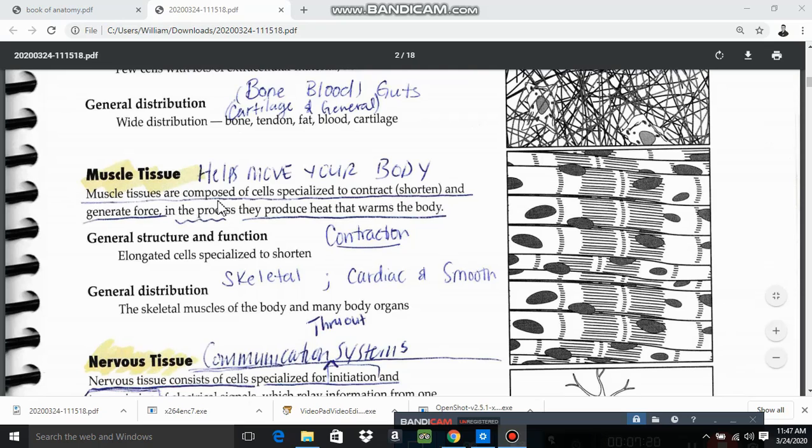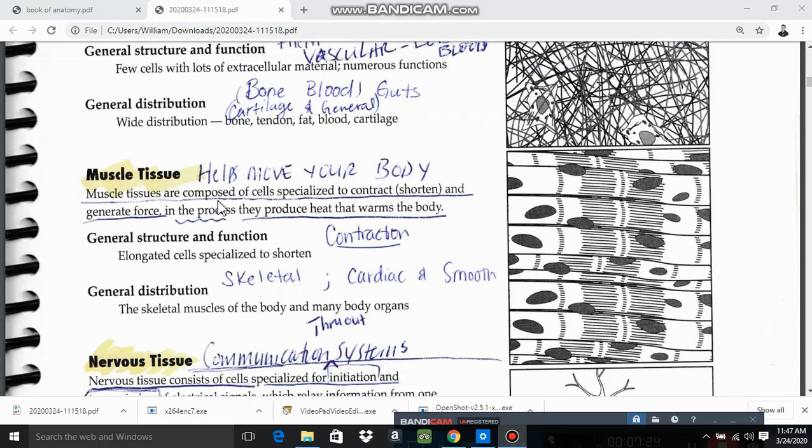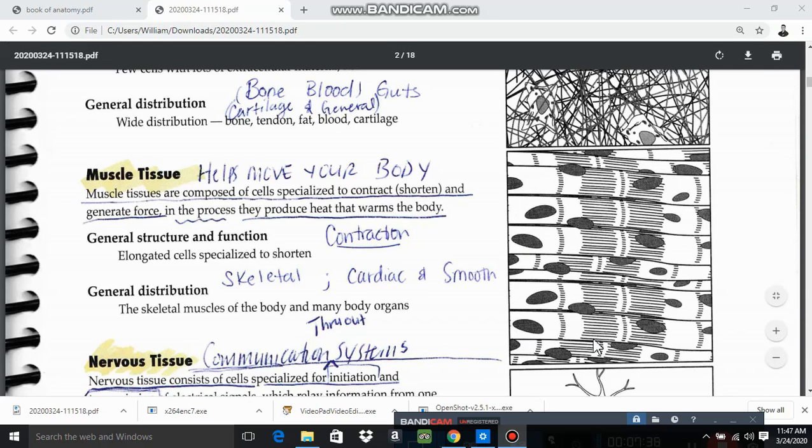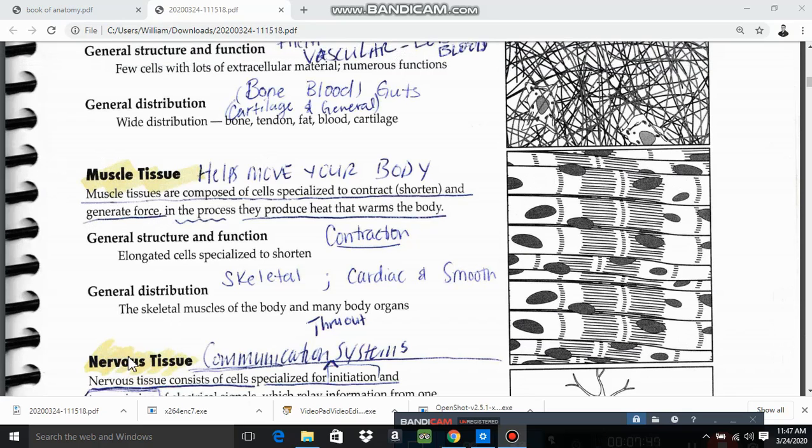Muscle tissues are composed of cells specialized to contract, shorten, and generate force. In the process, they produce heat and warm the body. Contraction, good, important thing to know. We've learned a lot about muscle tissue and anatomy, but this is just going to be added stuff. Contracts and produces movement is a good note for that. General distribution: skeletal, cardiac, and smooth. It is found throughout the body and in many organs. Pretty simple stuff. We know a lot about that.